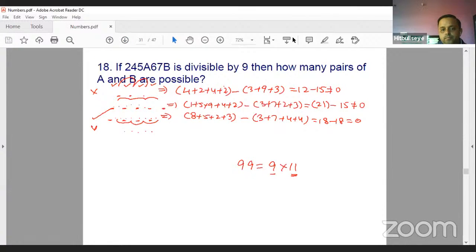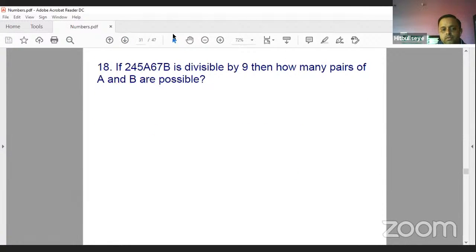Leave this and try this one now. Will you try this? Take 2-3 minutes and try to solve this one. It says this given number is divisible by 9. How many pairs of the values A and B are possible?